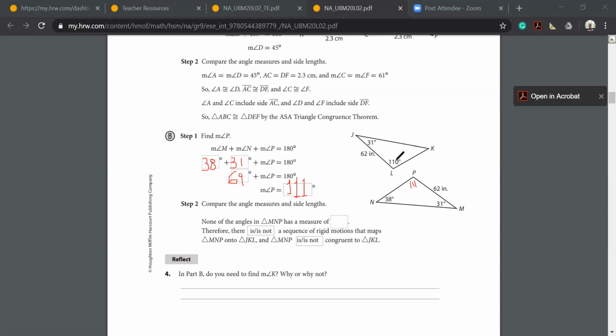Actually, they are not congruent, which means, is there a sequence of rigid motion? You remember the rigid motion? If there were a sequence of rigid motion that can change one figure to the other, then they are congruent. But if there isn't a sequence of rigid motion, then they are not congruent. So here, none of the angles has a measure of 111, which is a very, very strange angle. Therefore, there is not a sequence of rigid motion that maps triangle MNP onto triangle JKL, and triangle MNP is not congruent to JKL.